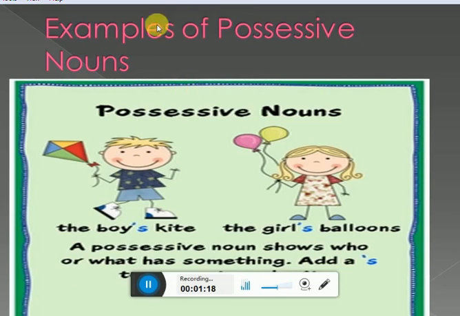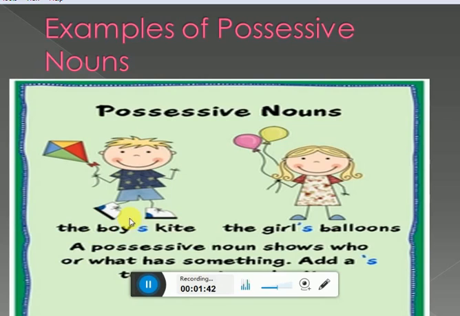Now here are a few examples of possessive nouns. See this. This boy has a kite in his hand. It is his kite. We can say the boy's kite. Here you can see it's written B-O-Y apostrophe. This symbol is called an apostrophe. The boy's kite.